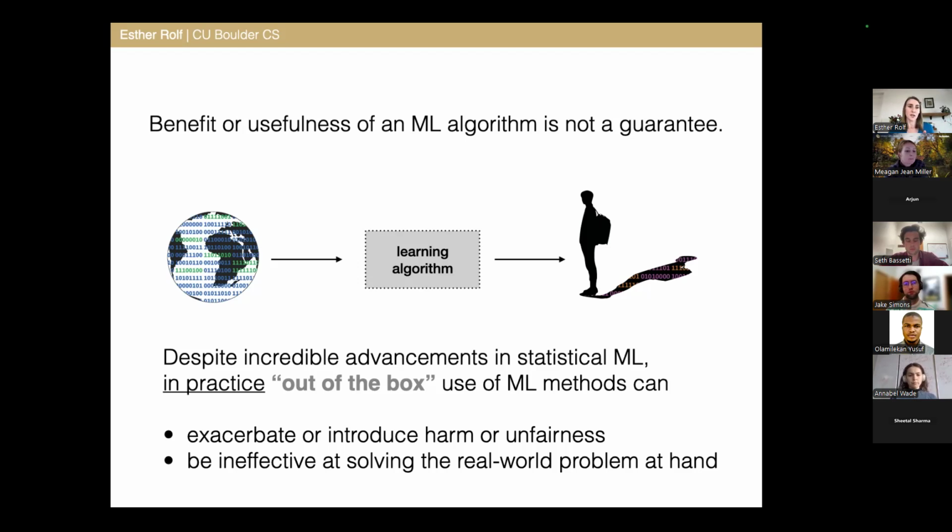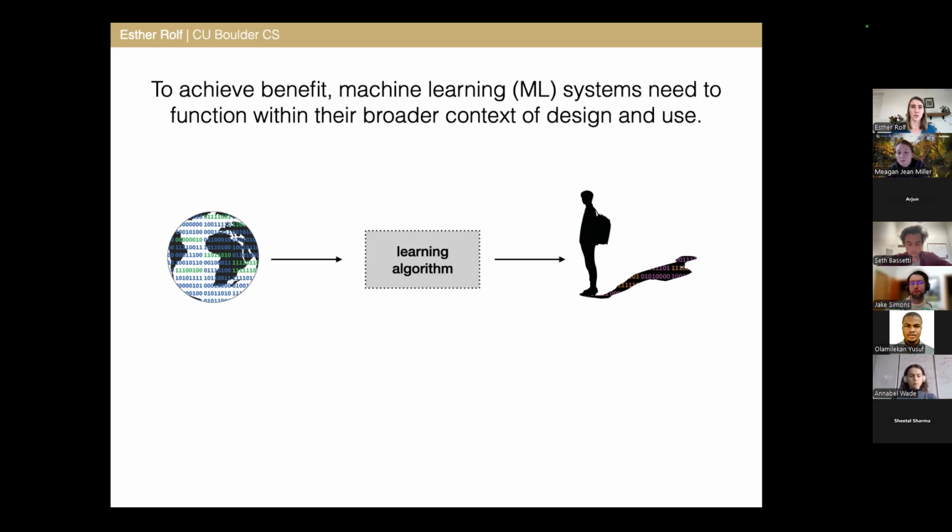They can either exacerbate or introduce harms or unfairness, as we've seen in the news cycles many, many times in the last decade. Or they might just be ineffective at solving real world problems at hand because these algorithms are made for a certain type of data or a certain type of output, but what we need for working in the real world actually looks very different.